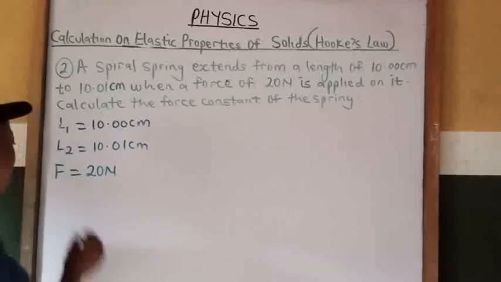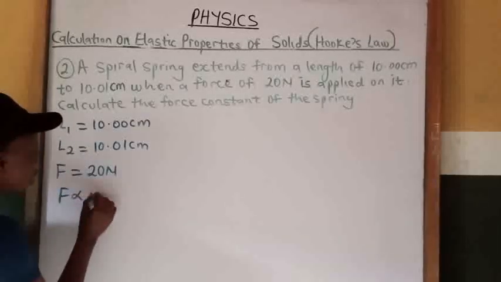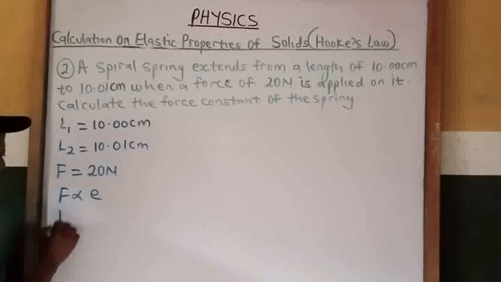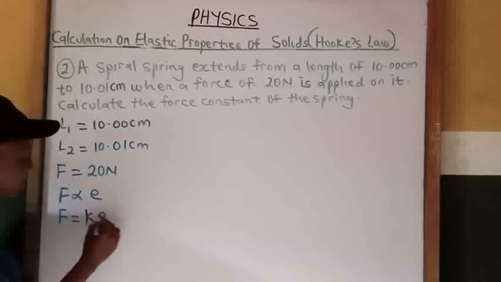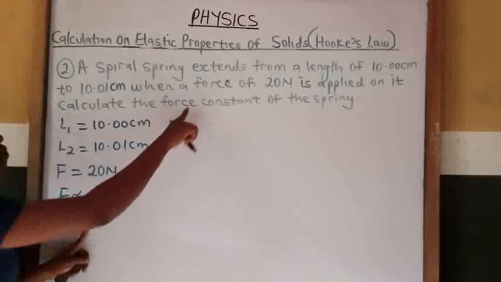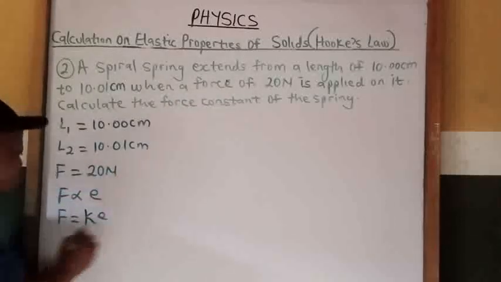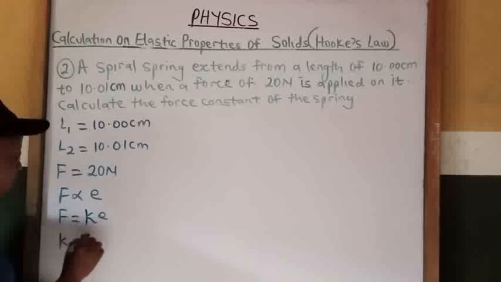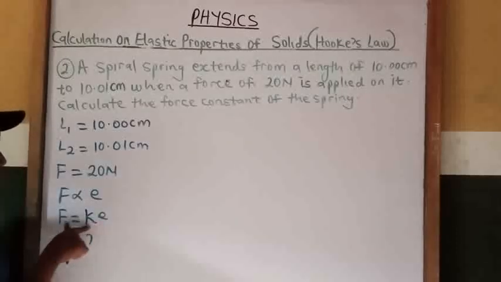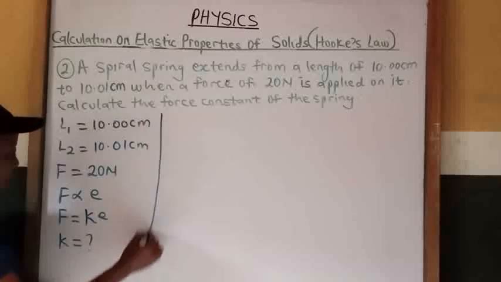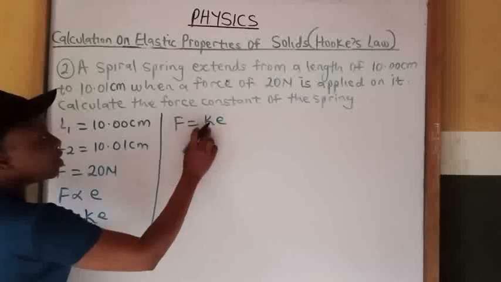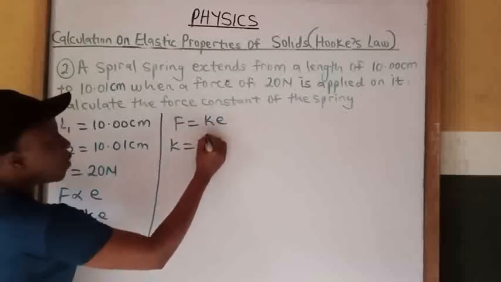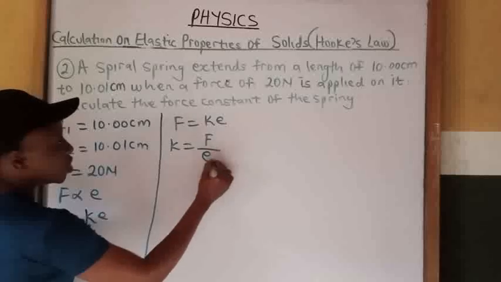According to Hooke's law, force is directly proportional to extension. So F will be equal to, the sign of proportionality changes to constant K, so that is F equals KE. This K is our force constant, and it is unknown. We are looking for K. So we make K the subject of the formula from F equals KE, so K will be equal to force divided by extension E.